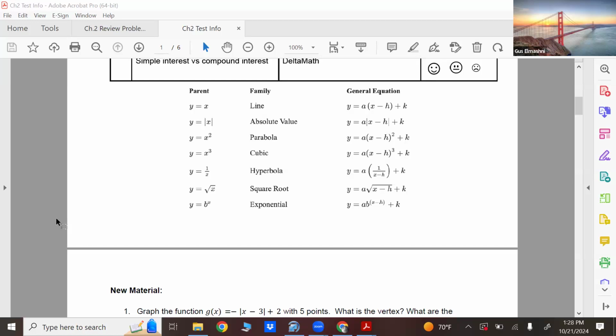Do know the domain and range. So let's just look at your graph, and you should be able to tell the domain and range from the graph. If you do the graph correctly, you should know the domain and range just fine. Okay, number 3 is going to be matching.